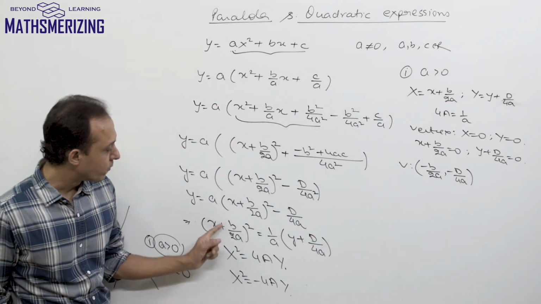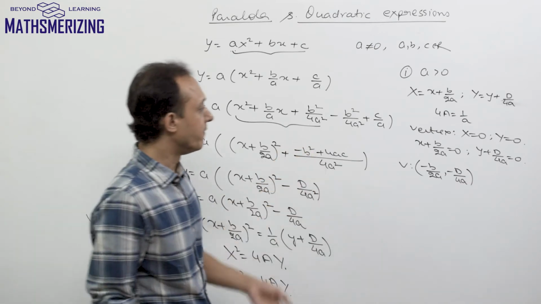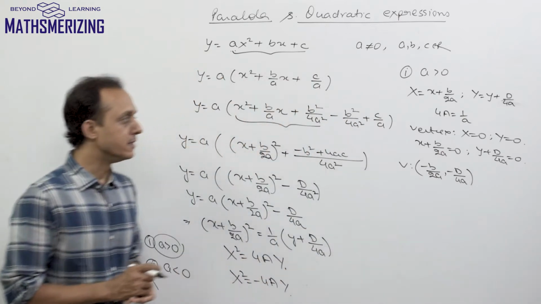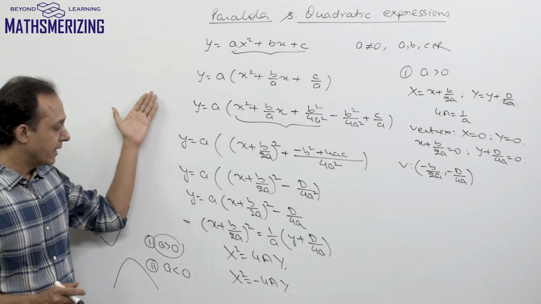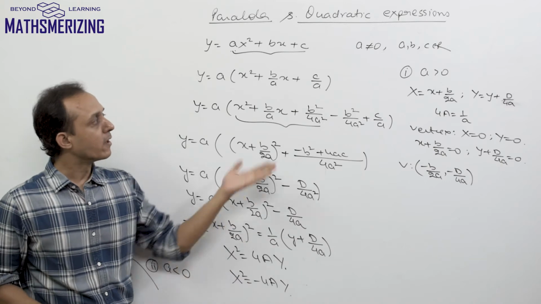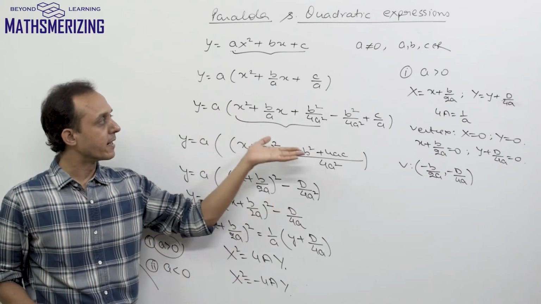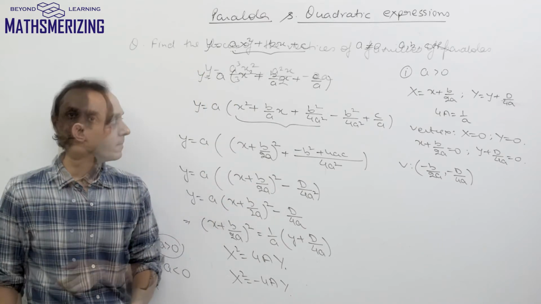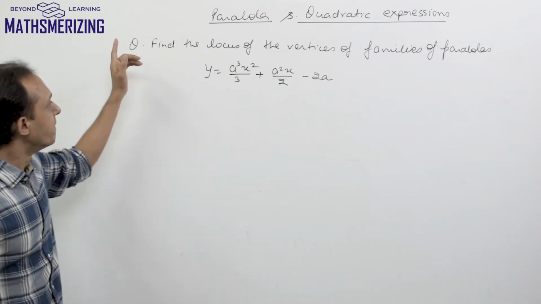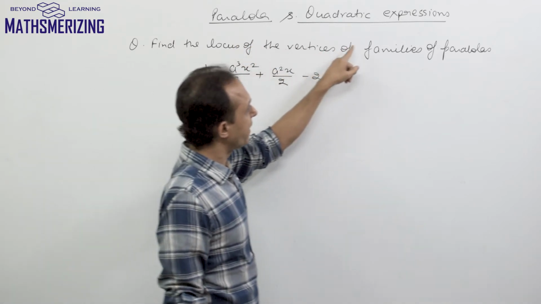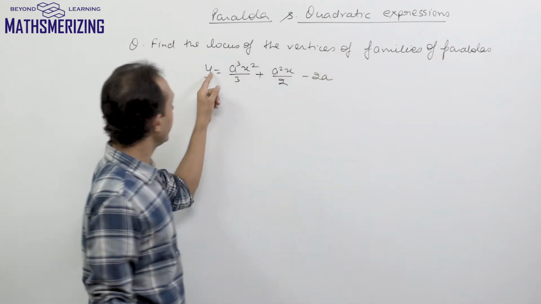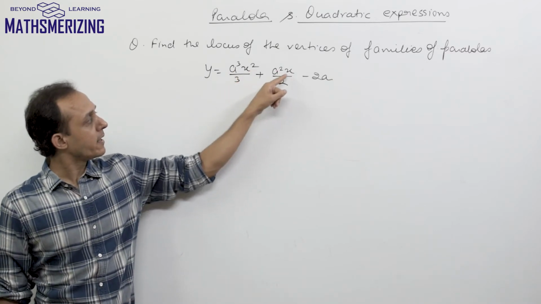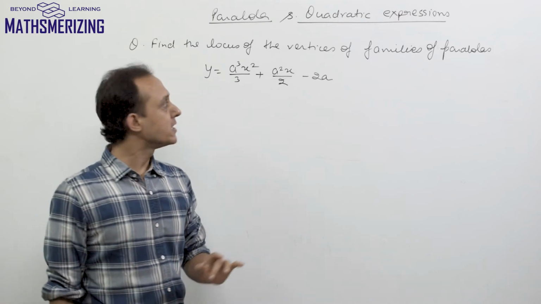Even if we take the fourth form, in that case also we'll get the same vertex, which is minus b upon 2a and minus D upon 4a. Now comparing it with standard equations, we can always write its focus, directrix, axis, everything for this given quadratic expression. So let us consider a question, and that is, find the locus of the vertices of families of parabolas y equals a cube x square upon 3 plus a square x upon 2 minus 2a.